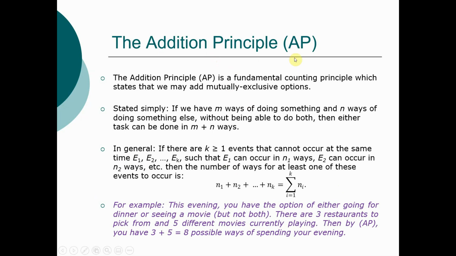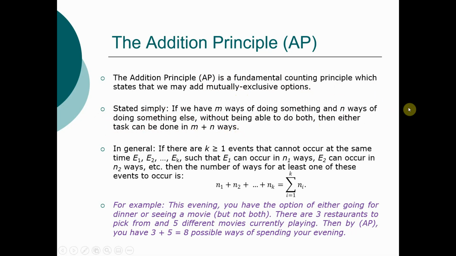The addition principle. The addition principle is a fundamental counting principle which states that we may add mutually exclusive options. It means options that cannot happen at the same time. That's what mutually exclusive means. Stated simply, if we have m ways of doing something and n ways of doing something else without being able to do both, then either of these tasks can be done in m plus n ways.